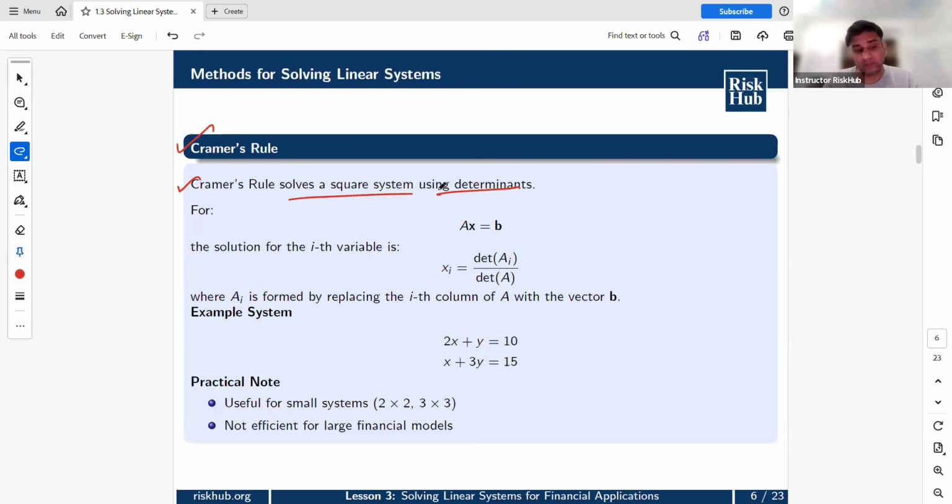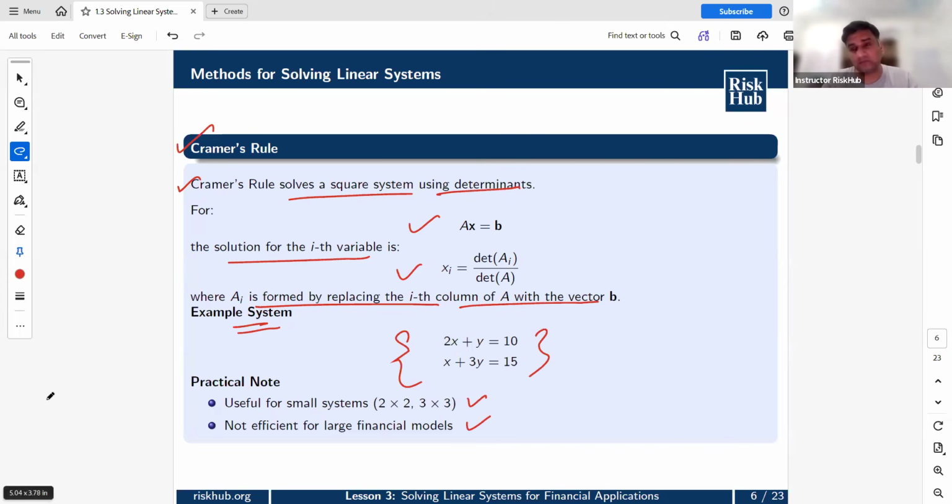Now you have to do the real quant connection. For Ax equal to B, the solution for the ith variable is x_i equal to determinant of A_i divided by determinant of A. Then A_i is formed by replacing the ith column with the vector B. Example system is here. So it is useful for a small system and not efficient for large financial models, right?